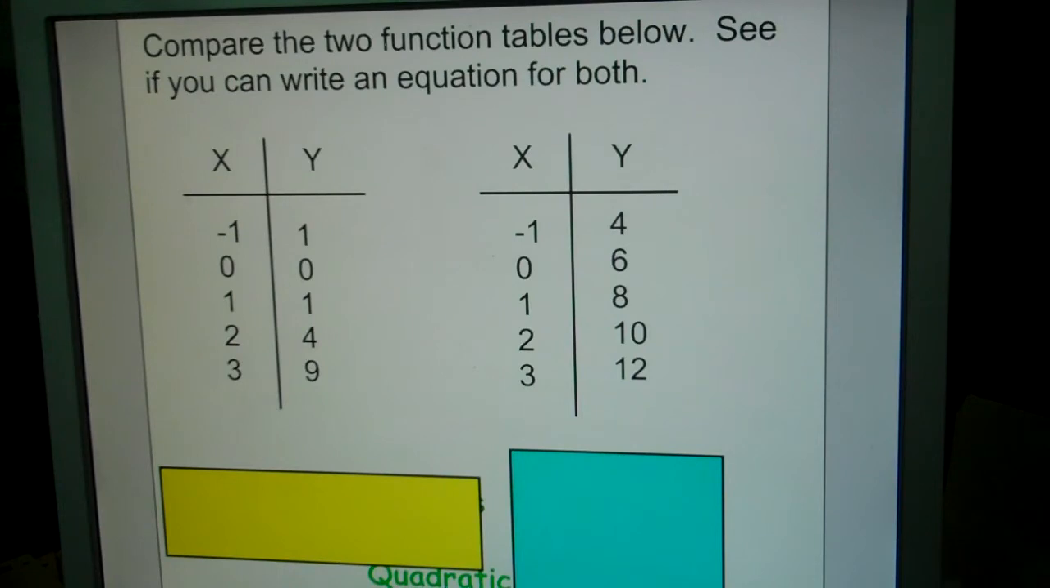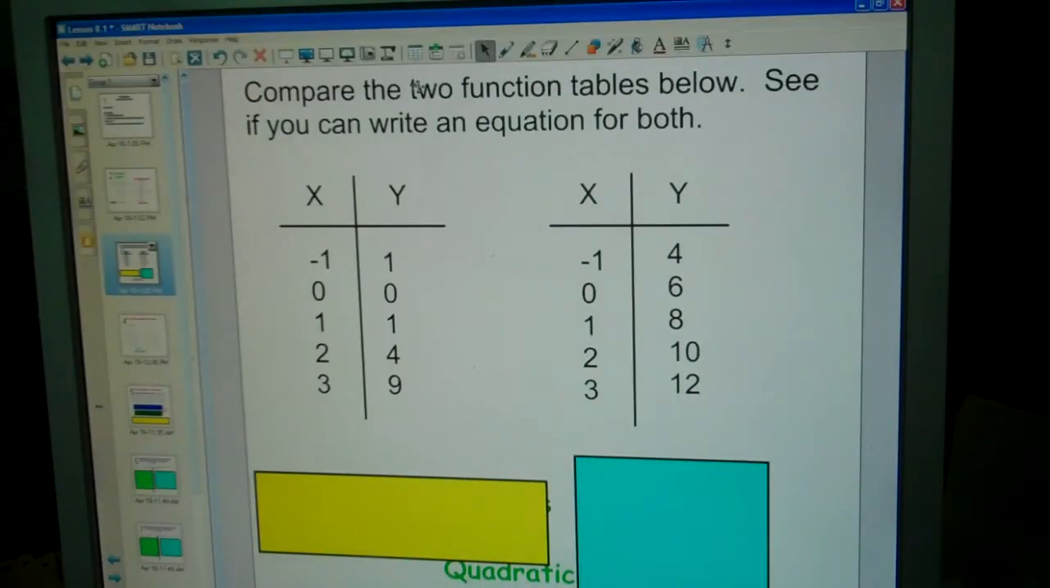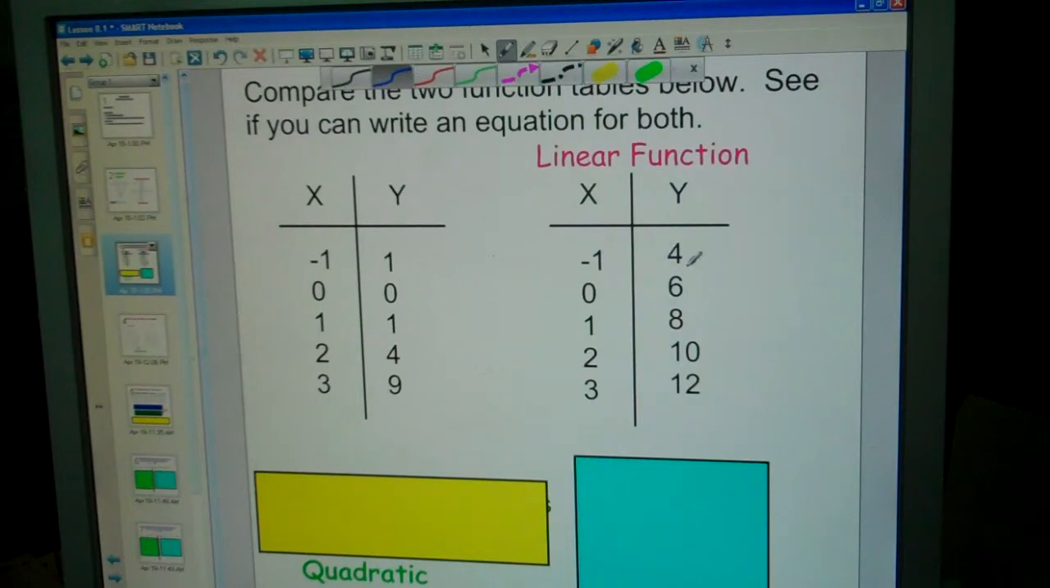All right, you're back now. So, which one were you able to write an equation for? I hope you're saying it's this one, because this one right here, the second one, is our linear function. This one forms a straight line. What was our constant rate of change? From here to here, 4 to 6, that's plus 2. 6 to 8, that's plus 2.